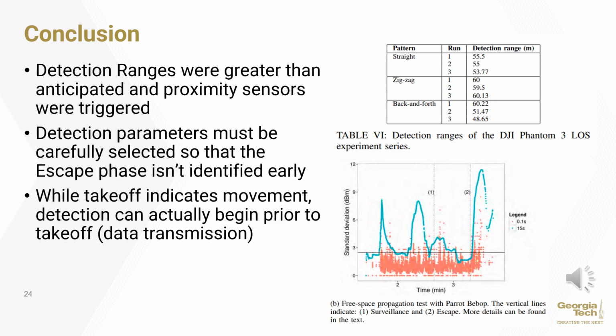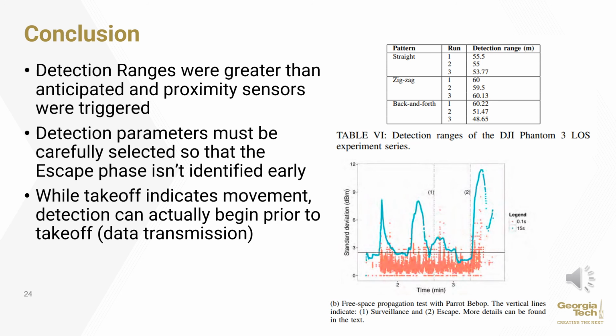Finally, what are the paper's takeaways? There are really 3 key takeaways from the paper. First, detection ranges were greater than they anticipated, and proximity sensors were triggered for all experiments. As you can see in the figure to the right, table 6 from the paper, the detection range was estimated to be about 50 meters, and all except for the third back and forth, it was detected further than 50 meters.